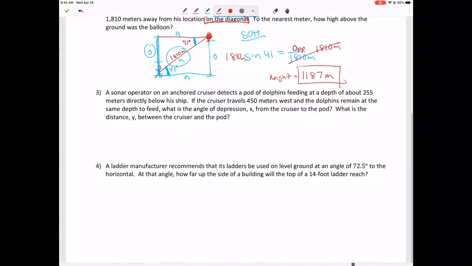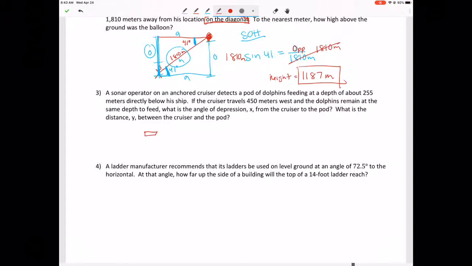All right, next one. A sonar operator on an anchored cruiser detects a pod of dolphins feeding at a depth of 255 meters directly below the ship. So maybe I draw my ship. Here are my guns, because it's a cool cruiser. And the dolphin, however you draw a dolphin, it looks more like a fish, but that's my dolphin. They tell us that it's 255 meters directly beneath the ship. That's pretty deep. I don't know if dolphins actually go that deep.